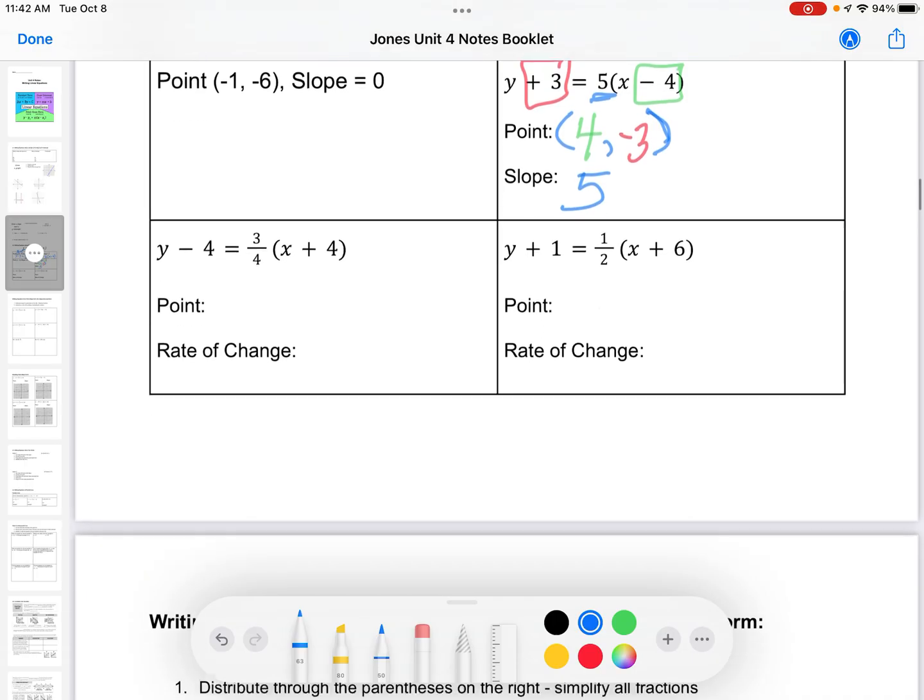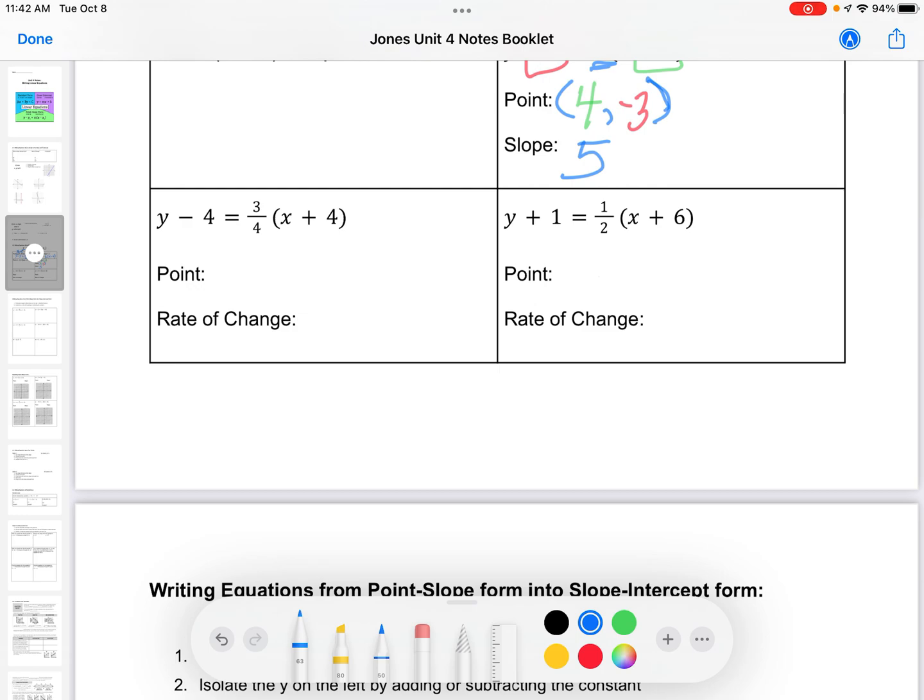Let's do another one. On this one, your rate of change, remember that's another word for slope, is the one attached to the parentheses. It's 1/2. And then your x value is with the x minus 6, or minus x1, x minus x1 would make this the opposite. So your x value would be -6. And then this is y minus y1. So it would be the opposite of +1, which is -1.